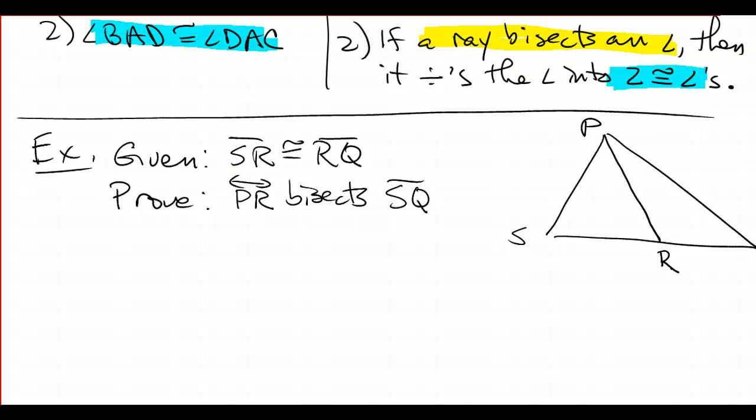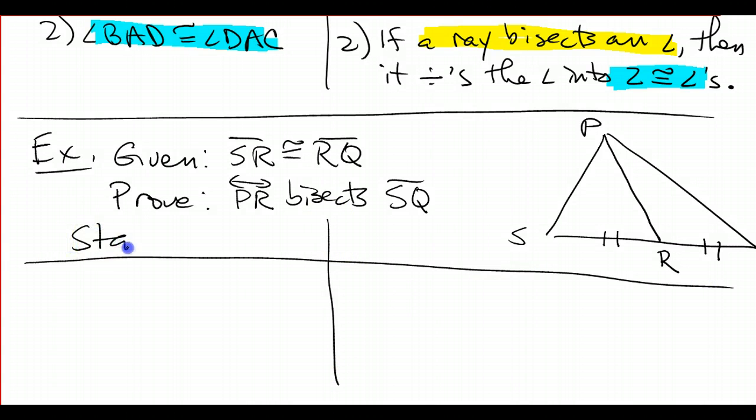So we talked a little bit about tick marks, and I didn't use them in the previous problem, but we can use them in here. Since I'm given that SR is congruent to RQ, I could put some tick marks in here so that I have a visual of exactly what's congruent. So I have two tick marks on SR, I have two tick marks on RQ. Since I have the same tick marks on each segment, we can see from the picture that they're congruent. So let's go ahead and do our proof.